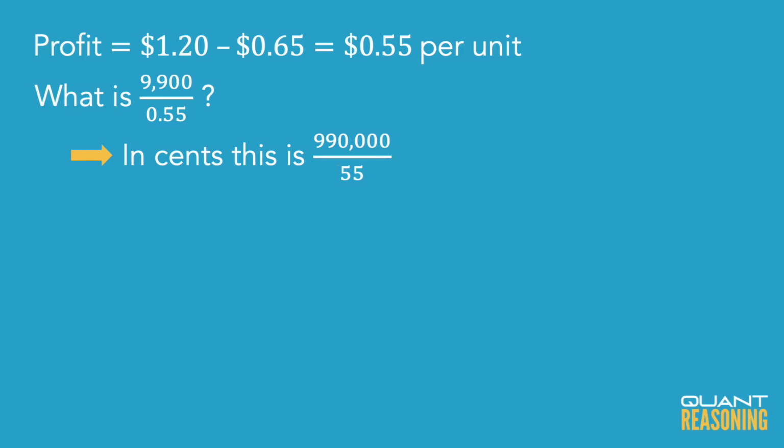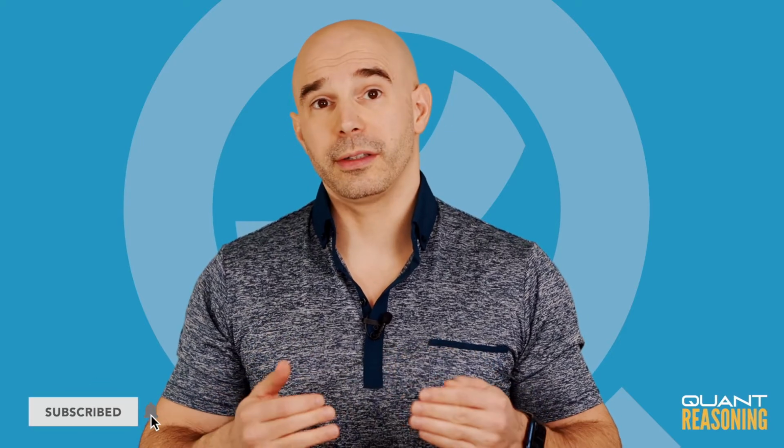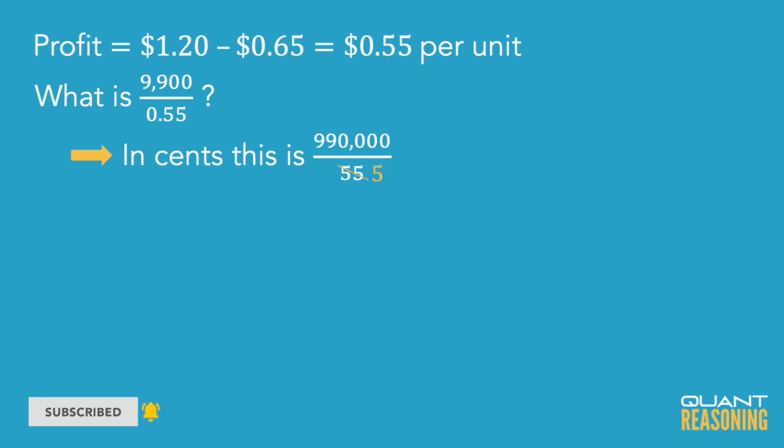So we want to know how many times does 55 go into 990,000. Now, luckily, there is a common factor between the numerator and the denominator. So if I reduce by that factor of 11, I'm left with 90,000 divided by 5, which is 18,000.